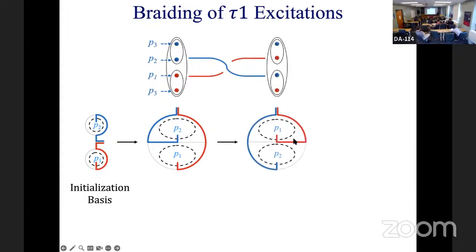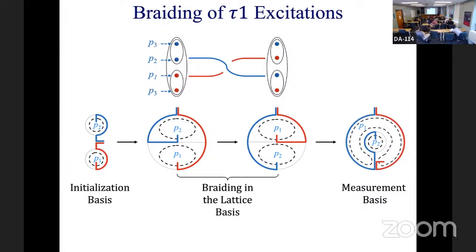So I end up with this configuration, and maybe you can see that going from this configuration to this configuration, I actually have exchanged blue and red counterclockwise. And you can do this again with a combination of F moves, F operators. So this is braiding in the lattice basis, and then I finally go to the measurement basis to be able to see the phases.